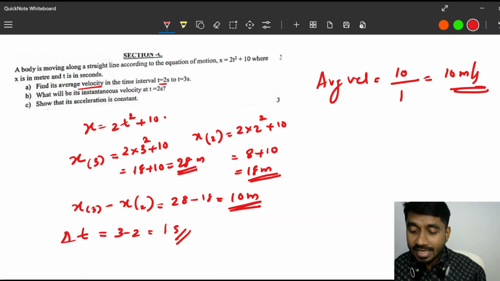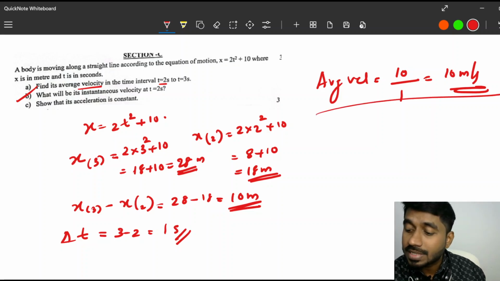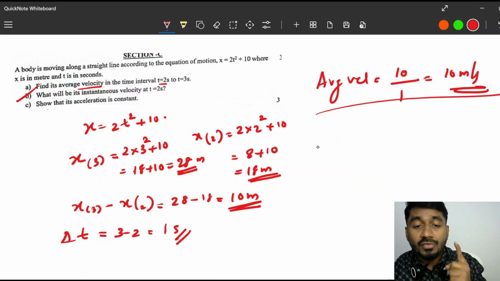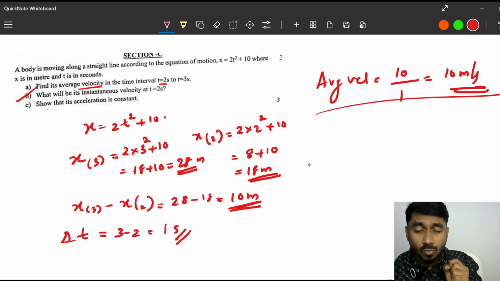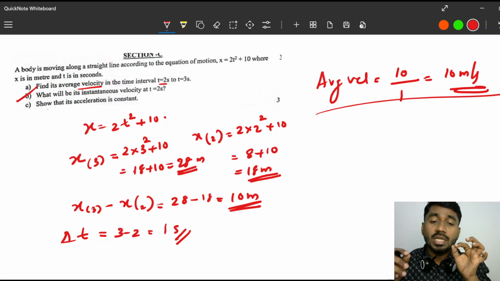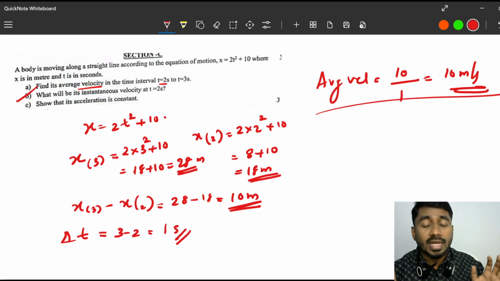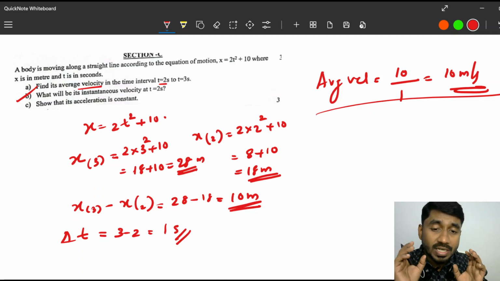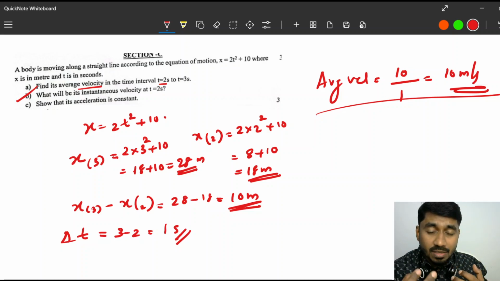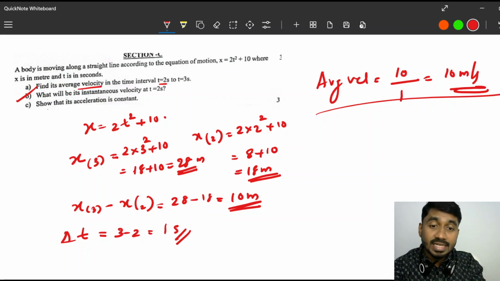This is how we can find average velocity: find the total displacement, then find the total time taken. Next we'll find its instantaneous velocity. Here comes the derivative. Whenever you are asked for instantaneous velocity or instantaneous acceleration, instantaneous means at that instant, what is the value of the acceleration or velocity. The equation will be given in terms of t, and at a time instant t equal to 1 or 2 seconds, what is the velocity. That is called the instantaneous velocity.